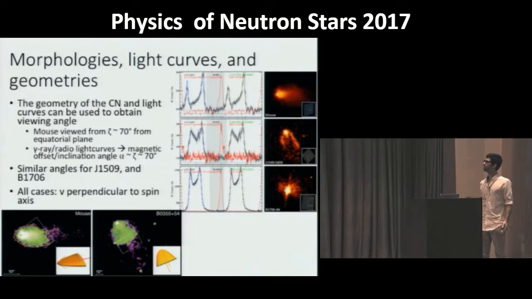For example, if we assume that this fall in brightness in the mouse compact nebula is similar to that of BO355, we can use a geometry of that to estimate that we're looking at this from 20 degrees above the equatorial plane. In which case, because we also see the radio pulses, that would give it a similar magnetic offset angle on the order of 70 degrees. We see similar angles for J1509 based on the fact that its light curves in radio and gamma rays are almost identical, not only in morphology, but also in the separation between radio and gamma ray peaks.